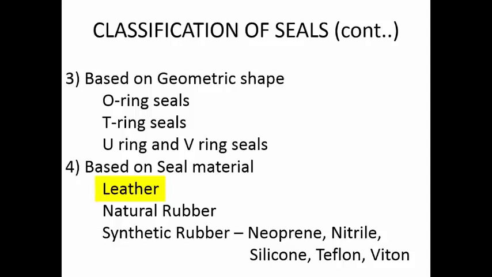So leather is still used as a static seal in some applications, but because of the advancement in polymer technology nowadays, a lot of the seals are made of polymer compounds with some added materials to improve their properties.